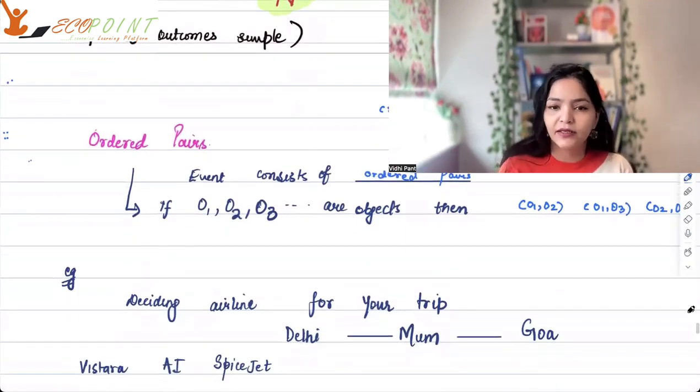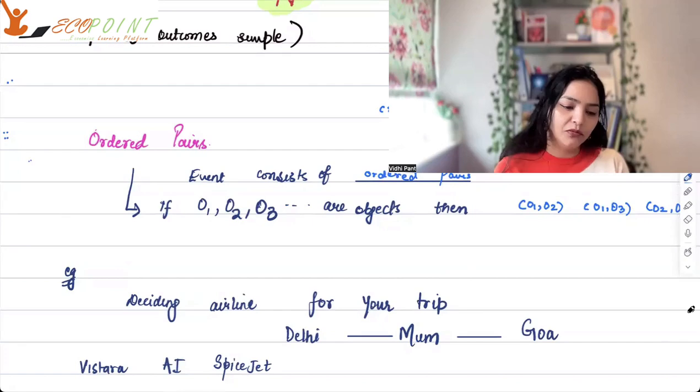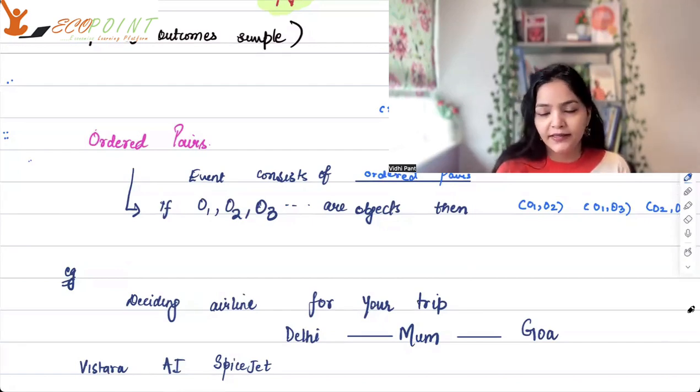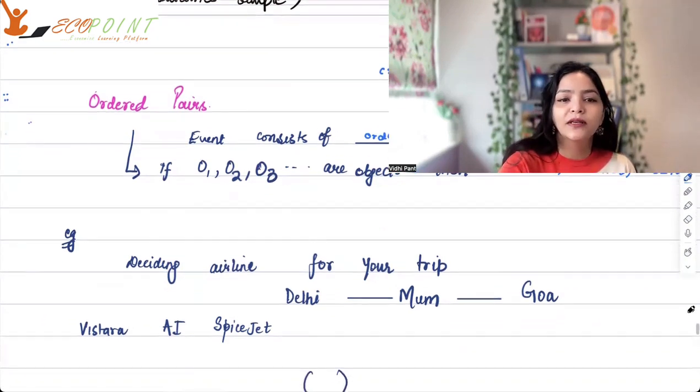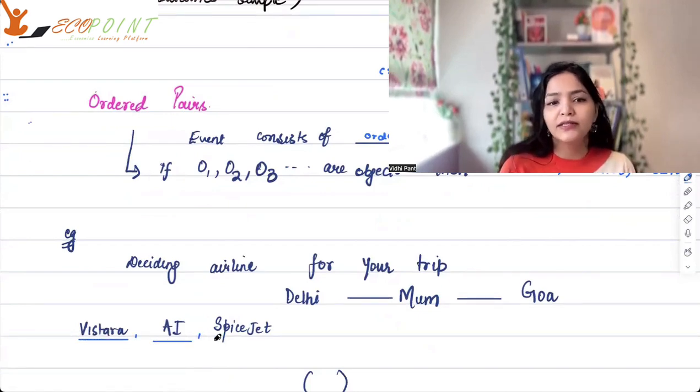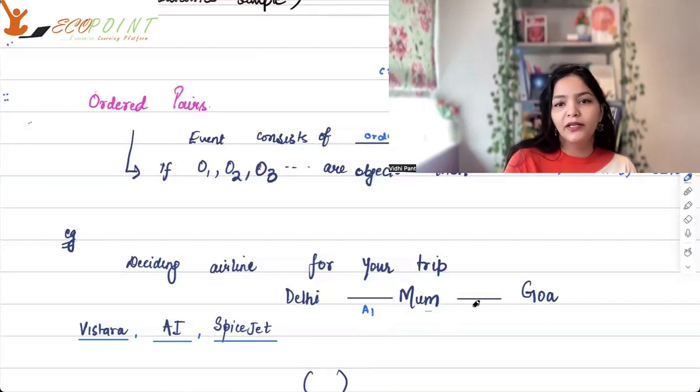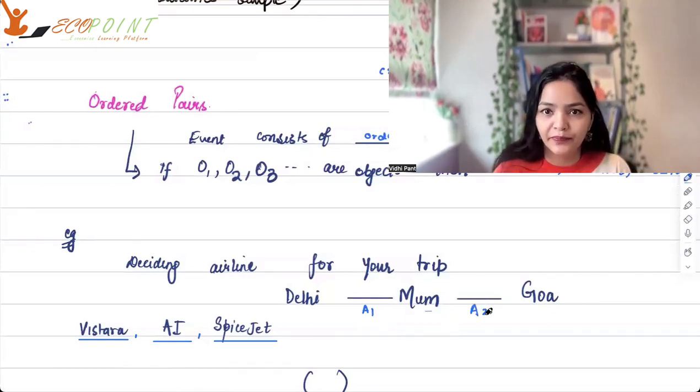Suppose you are taking a business trip from Delhi to Mumbai, and then for leisure you are going to Goa. From Delhi to Mumbai, you'll be flying using any airline. Mumbai to Goa, again, you'll be flying using any airline. Suppose it boils down to there being 3 airlines you're considering: Vistara, Air India, SpiceJet. Now if I am going from Delhi to Mumbai, that will use one airline, A1, and going from Mumbai to Goa will use another airline, right?